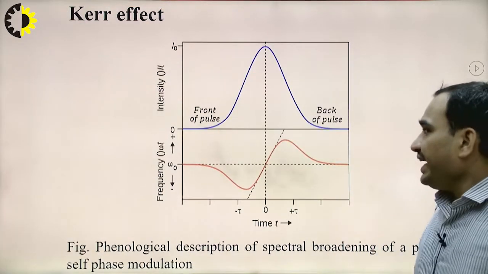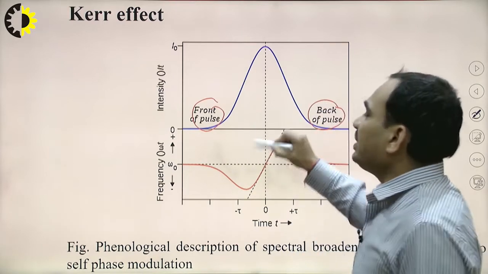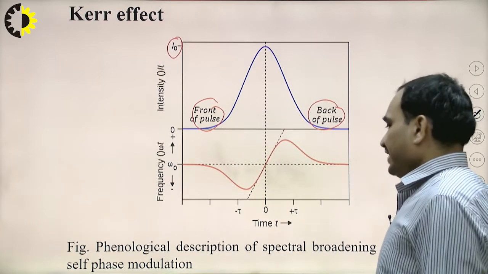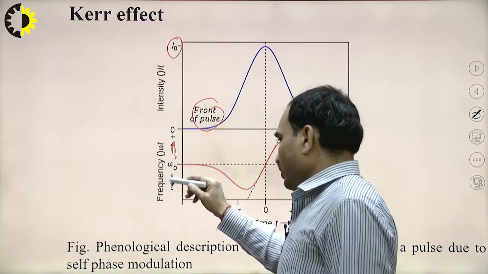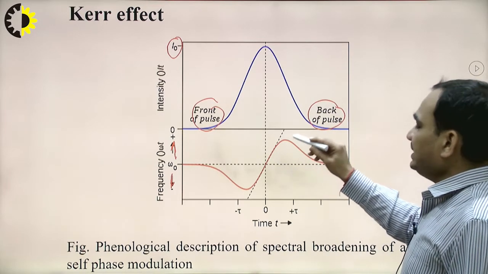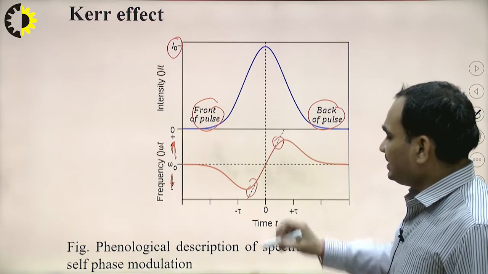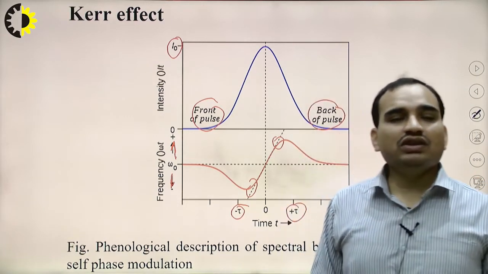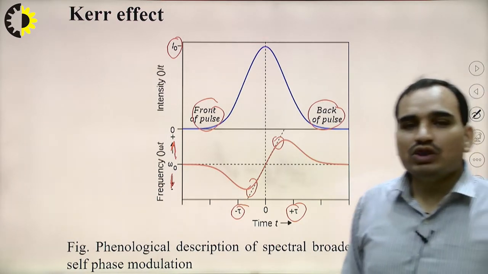So as we can see in the diagram, we have the front of the pulse and the back of the pulse. On the y-axis we have the intensity of the light, and in the second figure we have the frequency. So the frequency is varying, higher and lower. Due to this, as the intensity is decreasing, the frequency will increase or decrease depending on the pattern change or the intensity change. So this is a phenomenological description of the spectral broadening of the pulse due to self-phase modulation.